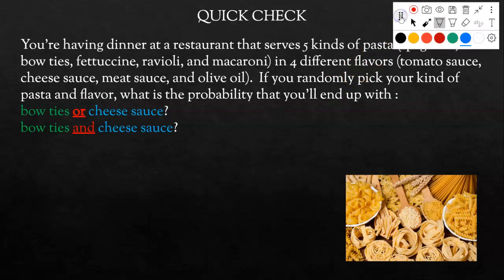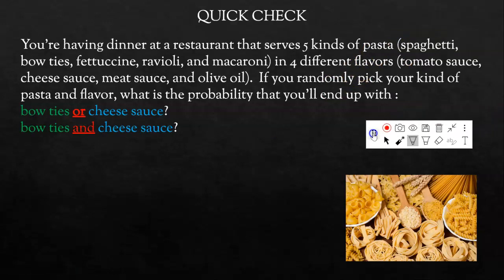Okay, so let's start it off kind of fun here. Imagine you're having dinner at a restaurant and there's 5 different kinds of pasta and 4 different flavors of sauce. This is just built for a probability question. Let's say you randomly select your pasta and the flavor of sauce. What's the probability you'll end up with bow ties or cheese? And that would be us using the addition rule. And then what's the probability that you'll end up with bow tie and cheese?